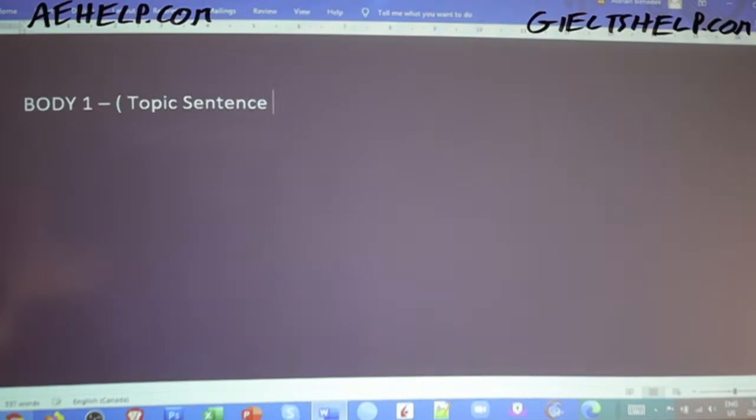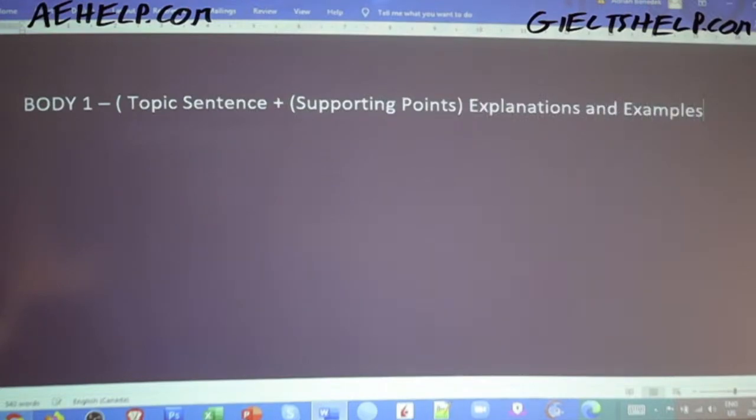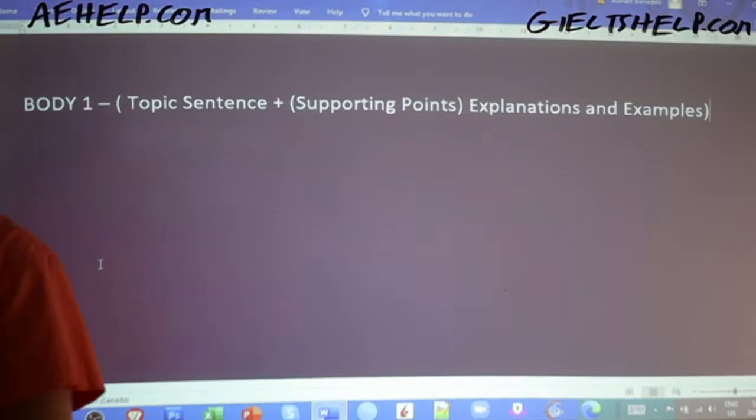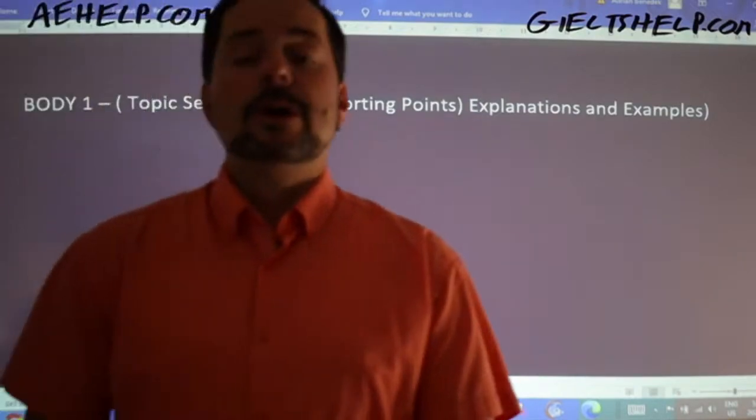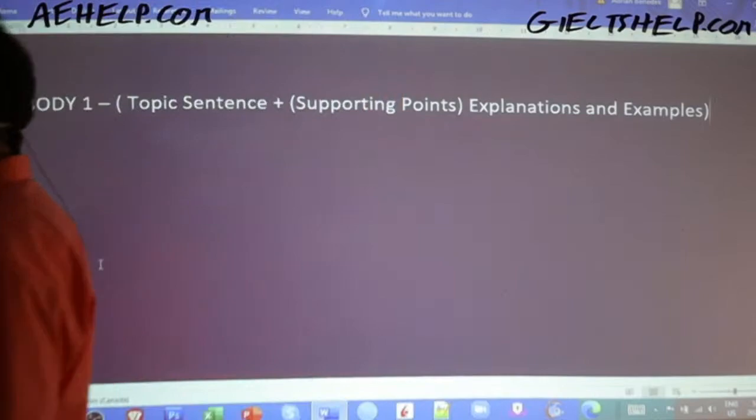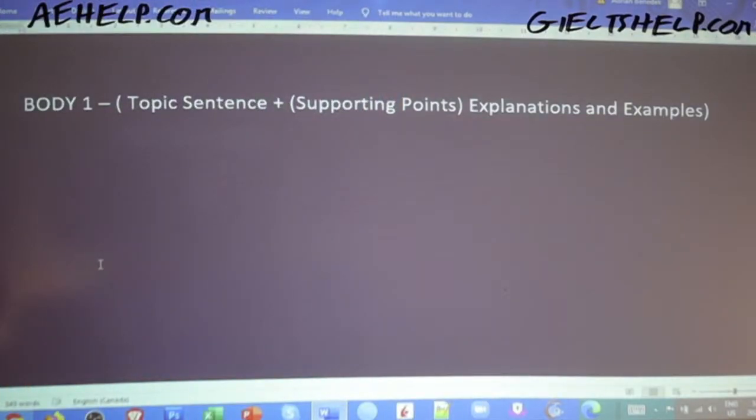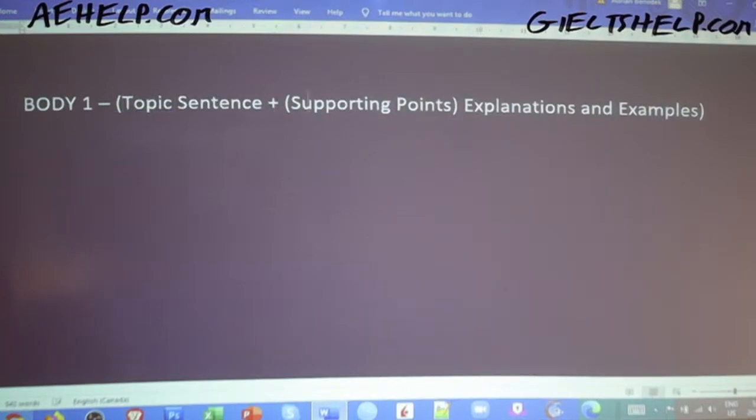And then after the topic sentence, you'll have your supporting points. Now, I like to be a little bit clear on what those supporting points are. Supporting points are explanations and examples. Okay, that's what supports your argument or your essay. All right. Okay, so in this case, the idea is parent support is good because it leads to healthy individuals. Okay.